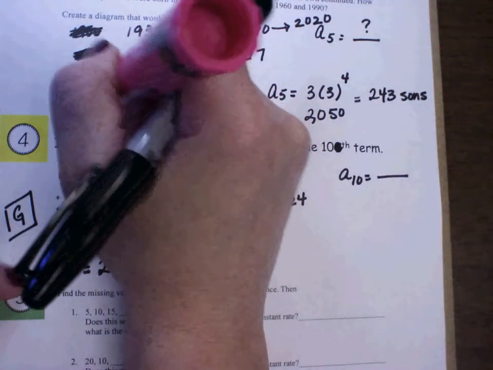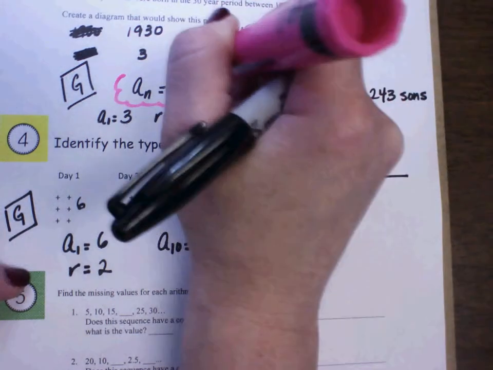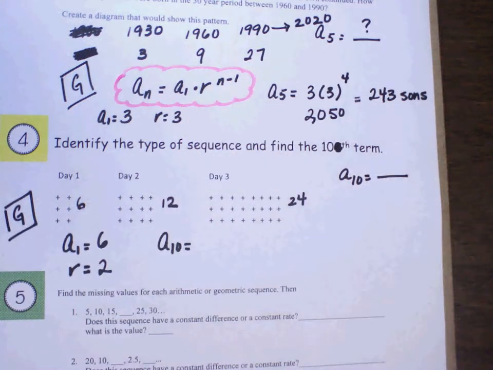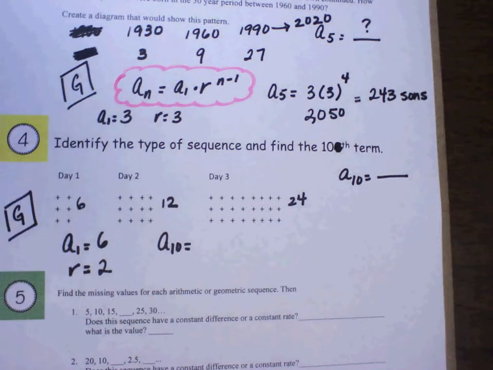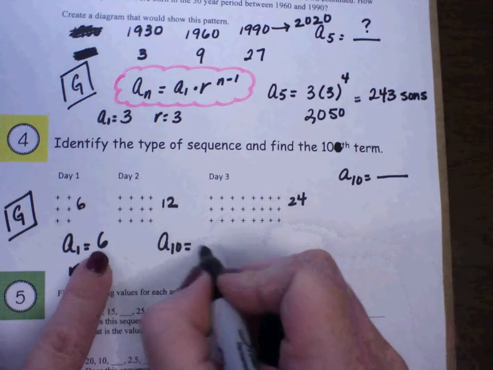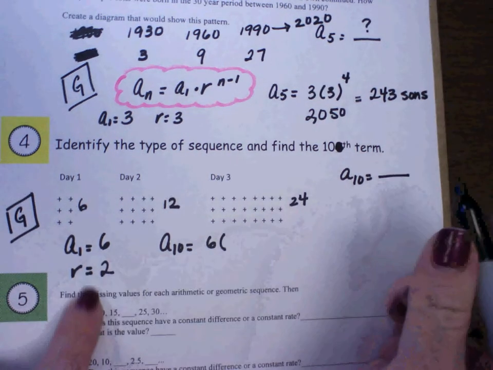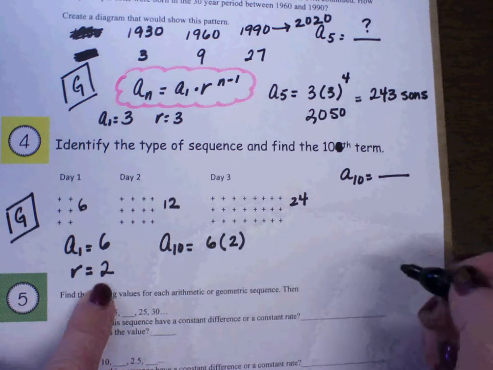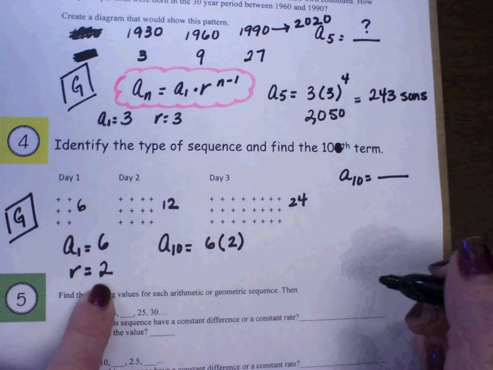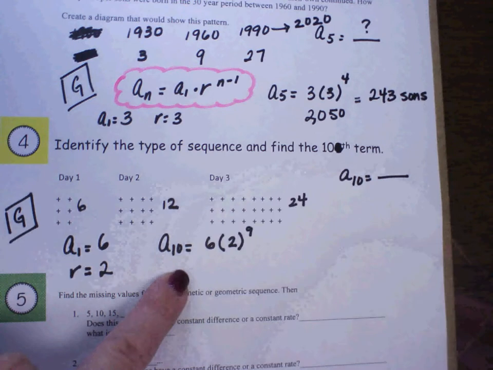That's my formula right there at the top. I highlighted it so you could see it, because I don't want to keep writing it over and over again. A of 1 would be 6. The common ratio would be 2. And then to the power of 9, 10 minus 1, which is 9. And now the calculator can take over, right?